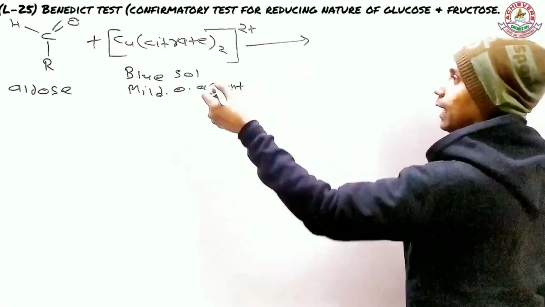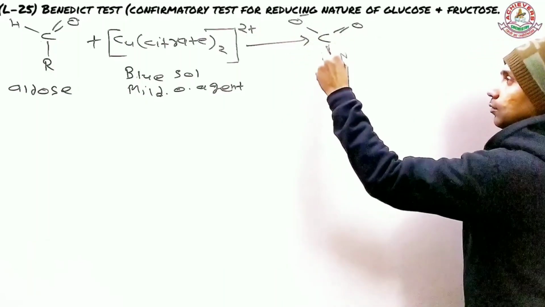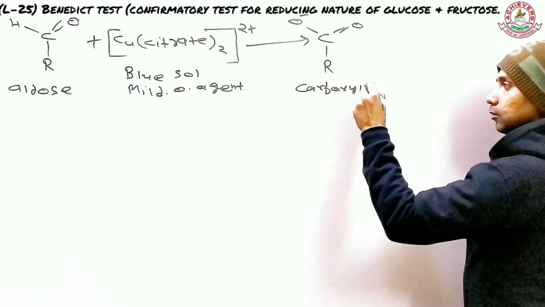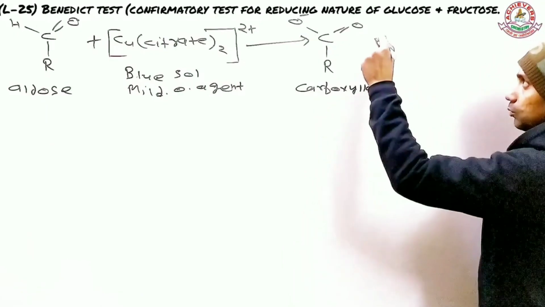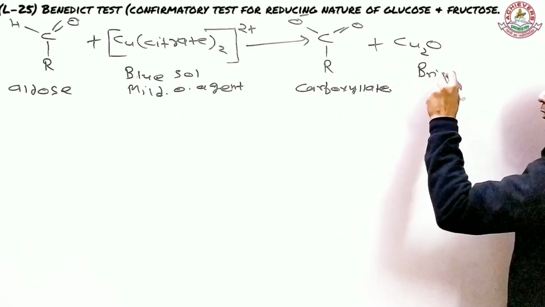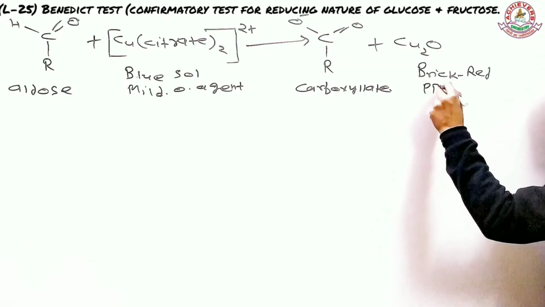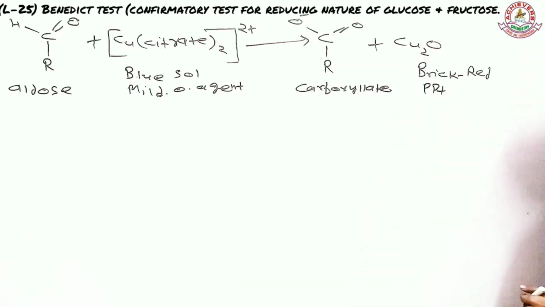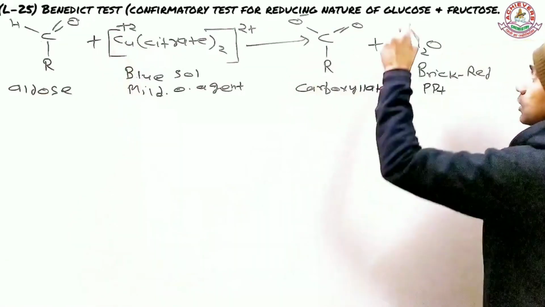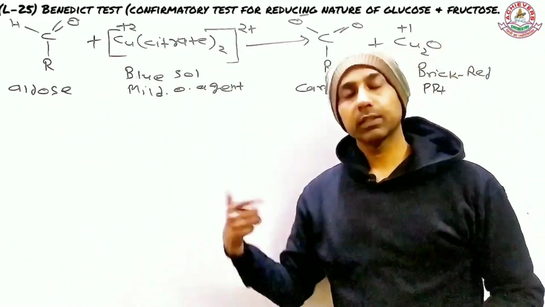This glucose or the aldose converts into carboxylate. It happens to be something like this. So this converts into carboxylate, right? Along with that, you also obtain a brick red precipitate, a brick red precipitate, right? And that's of copper oxide. So what is happening here is that the copper is having an oxidation state of +2, but there it's coming in +1 form. So definitely copper is undergoing reduction. What that means is that this carbon is undergoing oxidation.